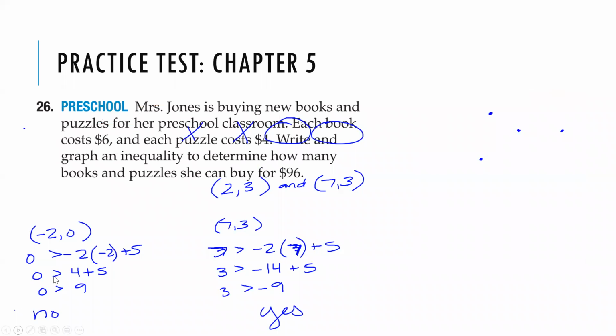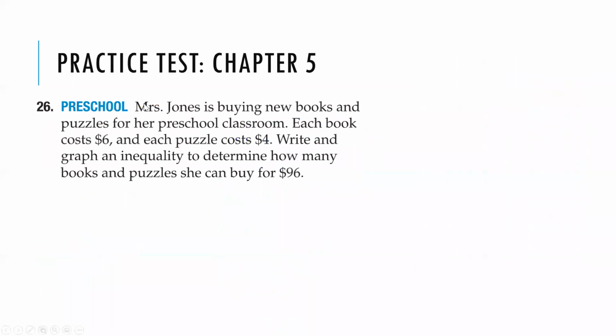Okay. All right. And we have a word problem here, number 26. It says Mrs. Jones is buying new books and puzzles for her preschool classroom. Each book costs $6 and each puzzle costs $4. Write and graph an inequality to determine how many books and puzzles she can buy for $96. Okay, so each book is $6. So 6 times the number of books plus each puzzle is $4. So 4 times the number of puzzles. And it's going to be less than or equal to 96, okay?